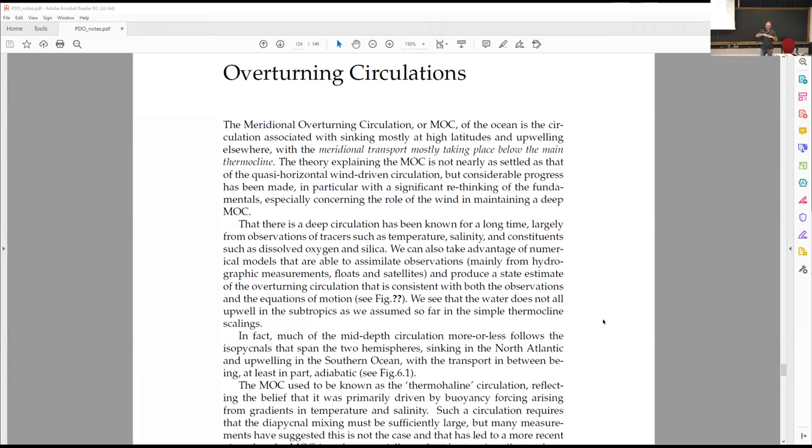Okay, so at high latitudes, mostly in the North Atlantic and Southern Ocean, there is deep convection because the water becomes very dense, and you start this convection circulation, which is going to happen at very deep layers, so below the wind-driven gyres.